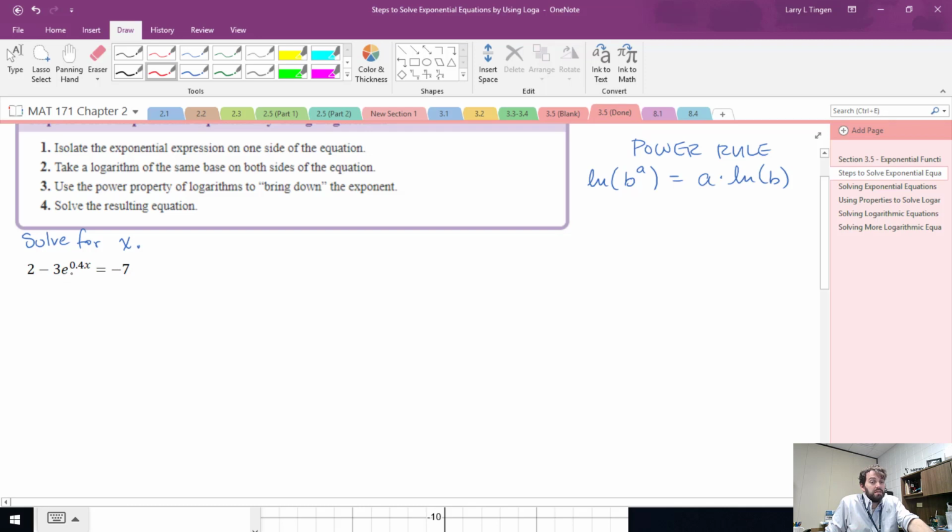Where's the exponential expression? It's e to the 0.4x. Well, that means I don't need this 2 over here because it's just being bothersome. So let's get rid of it by subtracting it from both sides. Negative 3e to the 0.4x is equal to negative 7 minus 2 more is negative 9. And then I want the e to the 0.4x by itself. It's currently being multiplied by negative 3. So I'm going to divide both sides by negative 3. And now I have e to the 0.4x is equal to negative 9 divided by negative 3 is 3.